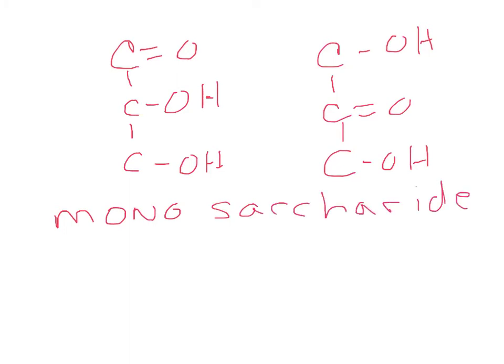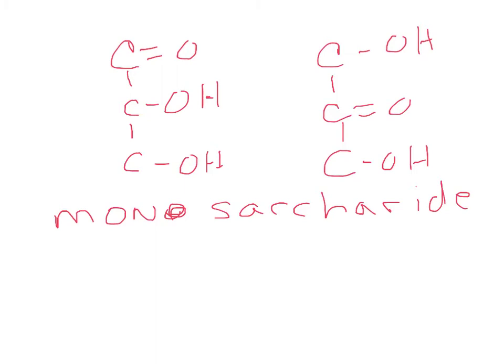S-A-C-C-H-A-R-I-D-E. Mono, again, refers to one. So we're saying one saccharide, one sugar. Saccharin, which is artificial sugar, is not a carbohydrate at all. It tastes like a sweet sugar, but they gave it its name saccharin because of the saccharide ending that we give to carbohydrates. So these are monosaccharides, one unit of carbohydrate.